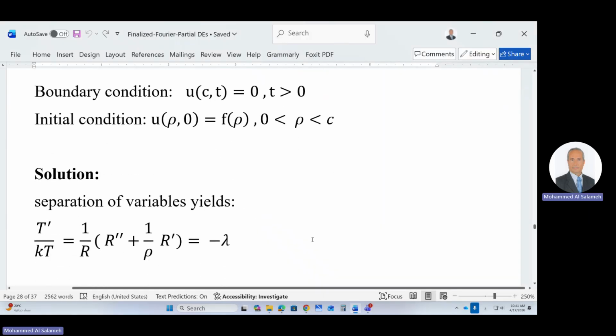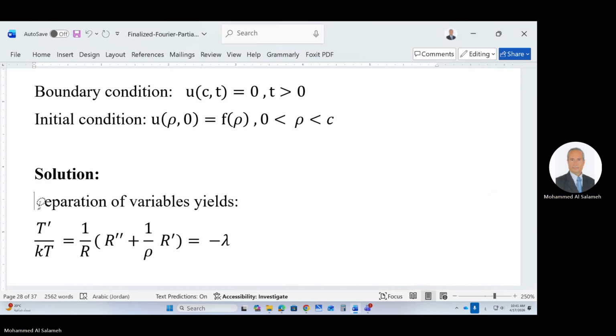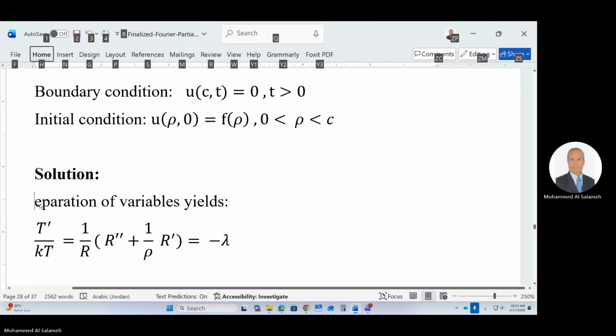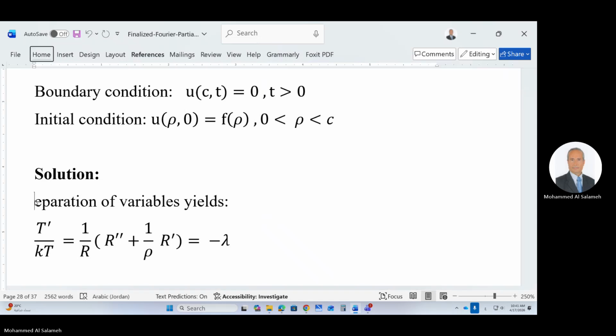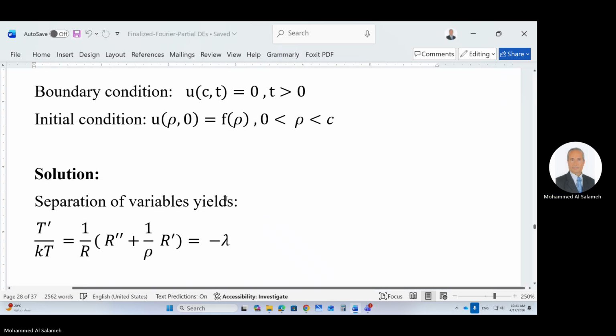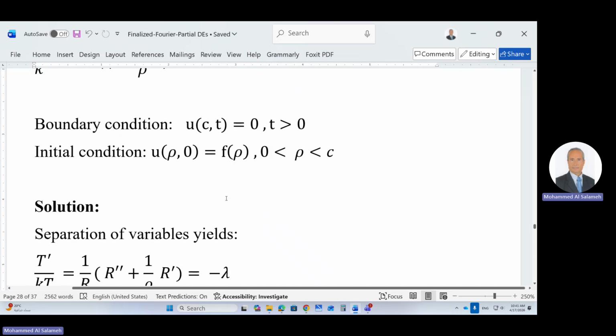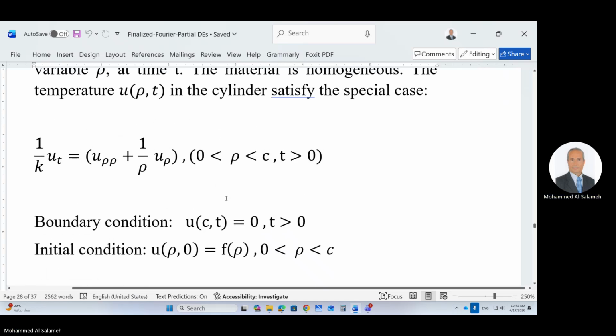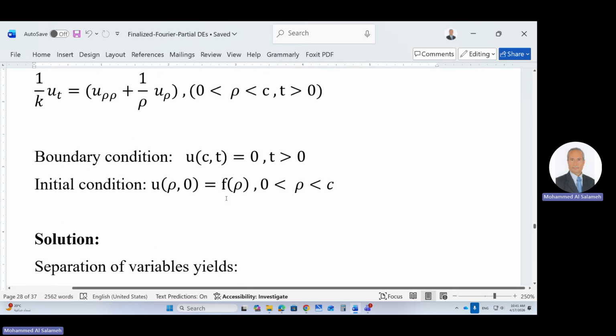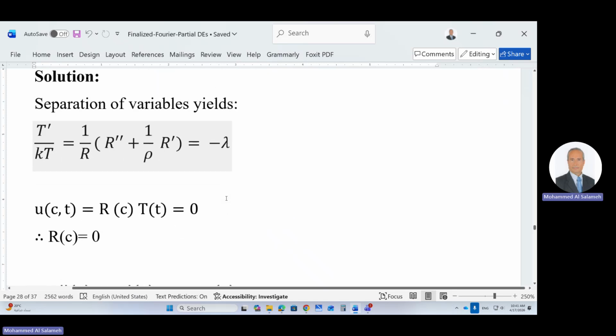Now the solution: we apply the method of separation of variables. So we assume that U is equal to capital R as a function of rho and capital T as a function of small t. This is the assumption.